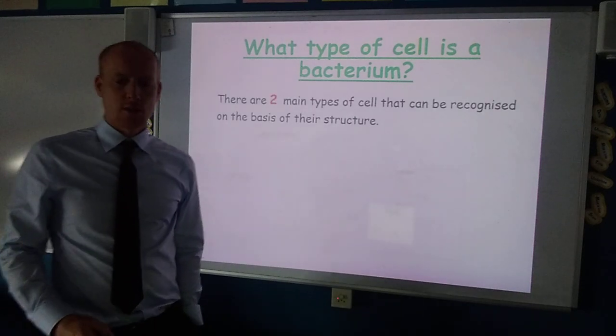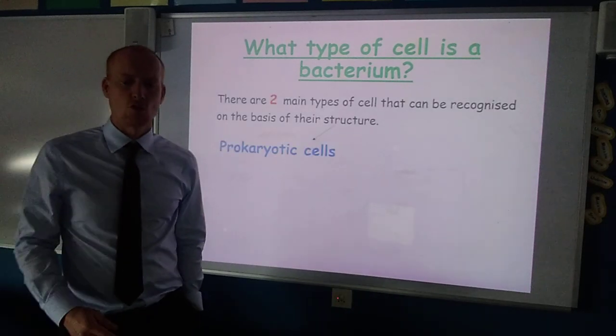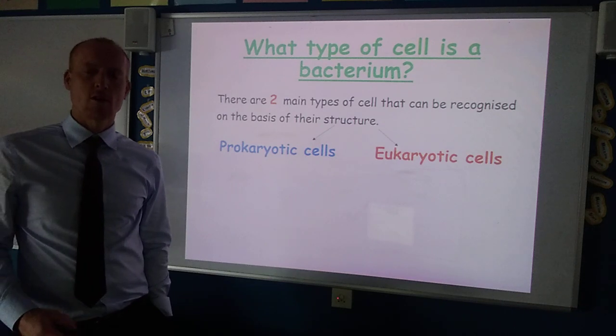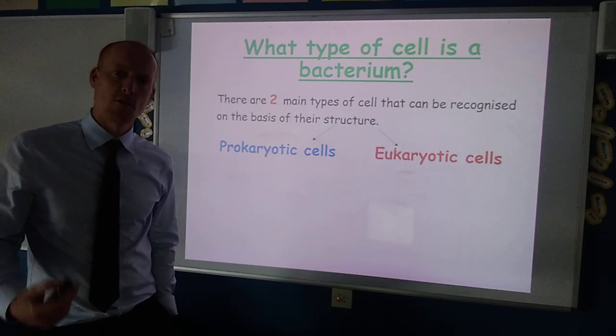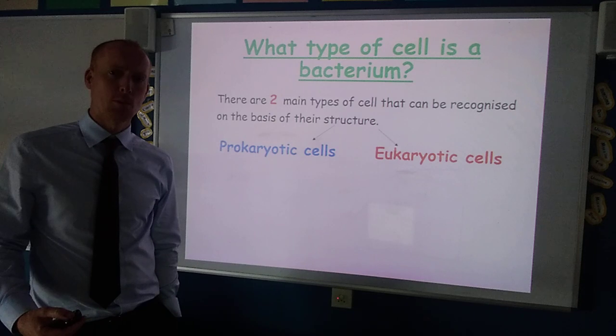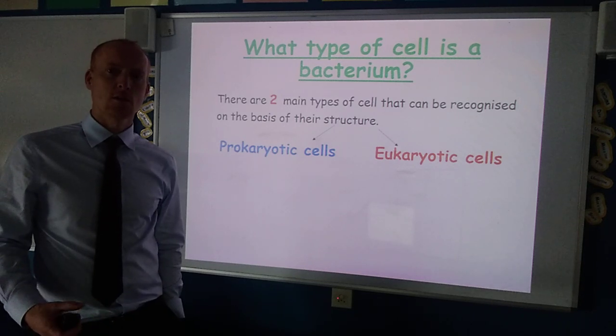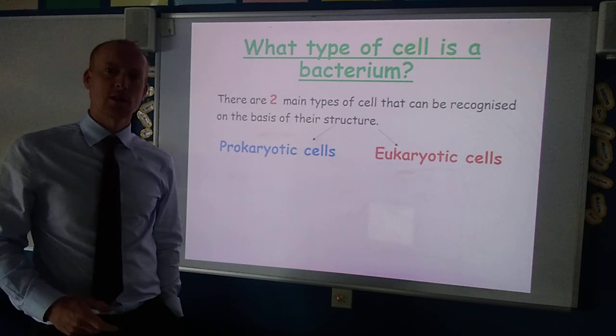There are two main types of cells that can be recognised by their basic structure. First of all, we have the prokaryotic cells. They were the ones that evolved first, and they're the more simple ones. Then we have the eukaryotic cells. So which cells come in these categories?